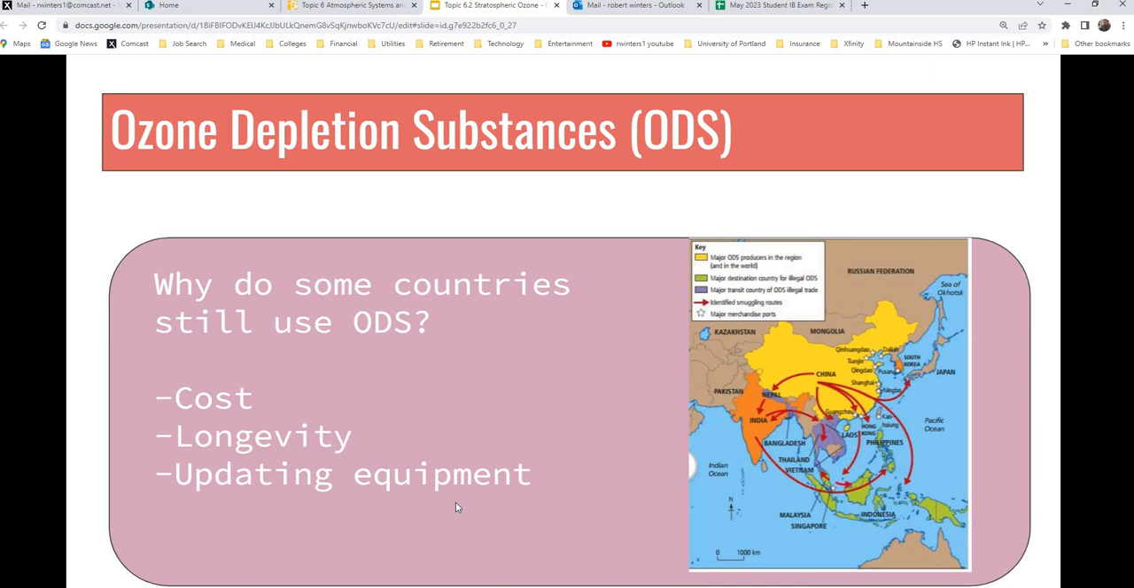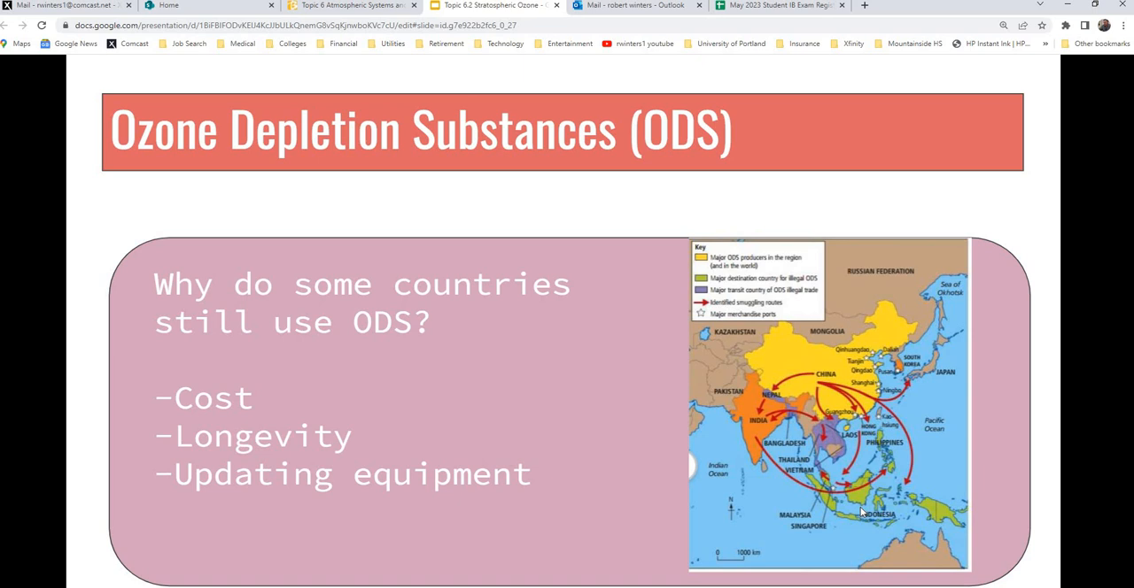However, there's still some countries that are holding out and using products that are destroying the ozone. We call these products ODS, ozone depletion substances. So why do some countries use them? Well, surprise, surprise. If you look at this map over here, it's probably a lot of LEDCs, right, that are using it. And in all fairness to them, that's not their big concern, right?